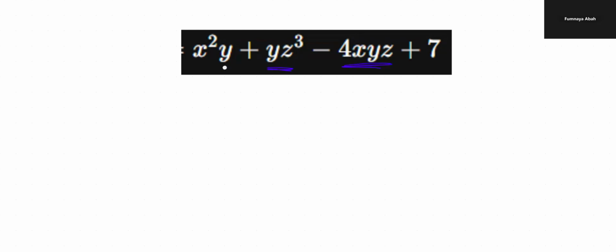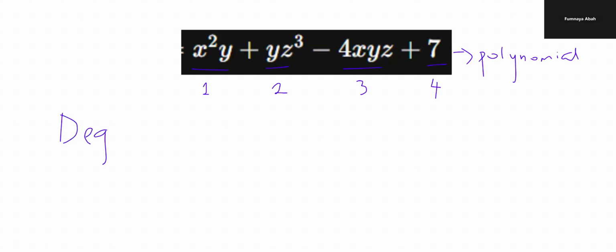So first of all, let's find the number of terms in this expression. We have 1, 2, 3, 4 terms. And since it's an expression with 4 terms, it's a polynomial. So let's go over each term individually and find the degrees of each term. So the first term is x squared times y.